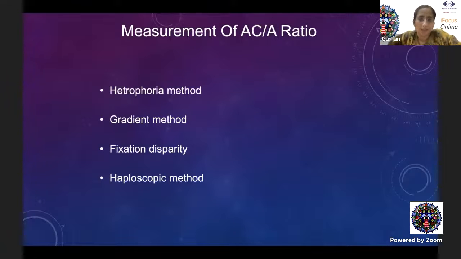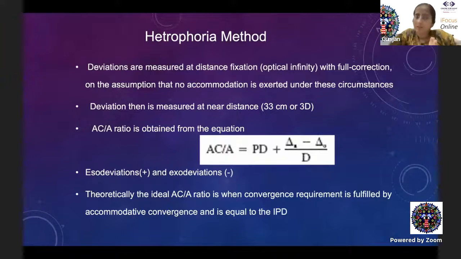So there are various ways to measure AC by A ratio. The commonly used are the heterophoria and gradient methods. Fixation disparity and haploscopic methods are other methods which have been described, but their value in clinical examination is not very high. So coming to the heterophoria method. In the heterophoria method, the deviation is measured at distance fixation with full correction, and the deviation is then measured at the near distance. The near distance is 33 centimeters, so it comes around 3 diopters, okay?